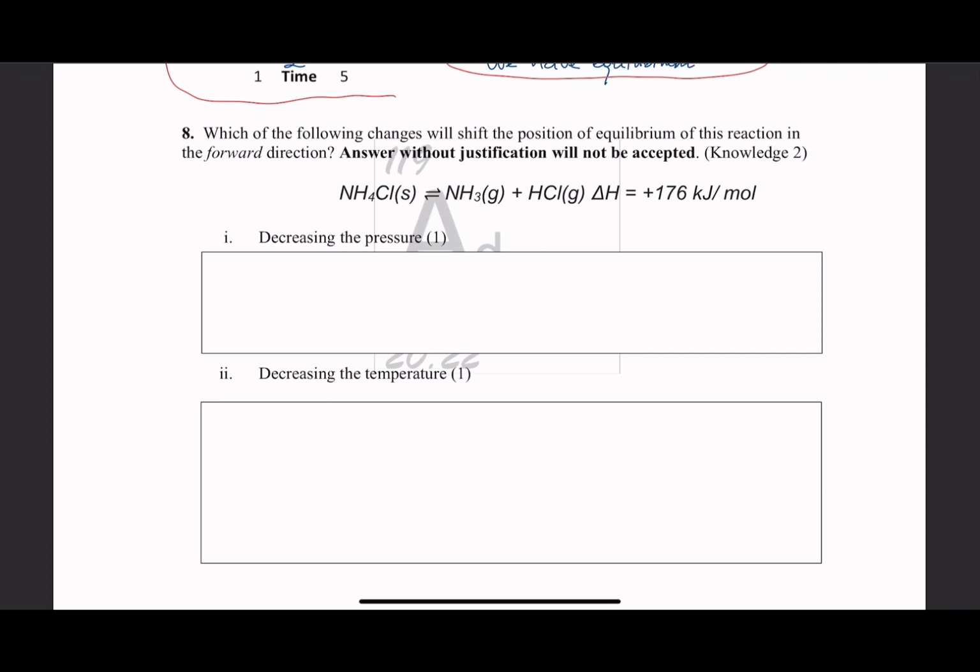So it can be seen over there that this is in solid state, and then ammonia and hydrochloride are in gaseous state. And because delta H is positive, it is an endothermic reaction. Endothermic means that we put Q, heat, in the beginning, so this reaction will go forward. So we need to find out which of the following changes, decreasing the pressure or decreasing the temperature, will shift the reaction forward. Forward is from left to right.